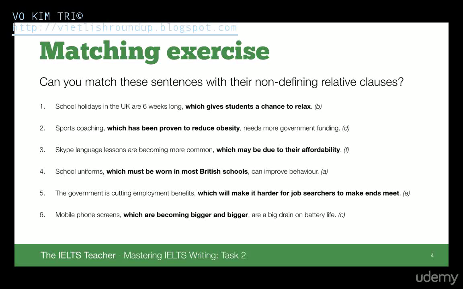The government is cutting unemployment benefits, which will make it harder for job searchers to make ends meet. If you haven't seen the expression make ends meet, it's just have enough money to survive, to pay the bills, that sort of thing. Mobile phone screens, which are becoming bigger and bigger, are a big drain on battery life. Same thing here, we are adding more information about mobile phone screens. We're not defining them, we're just giving more information about them.